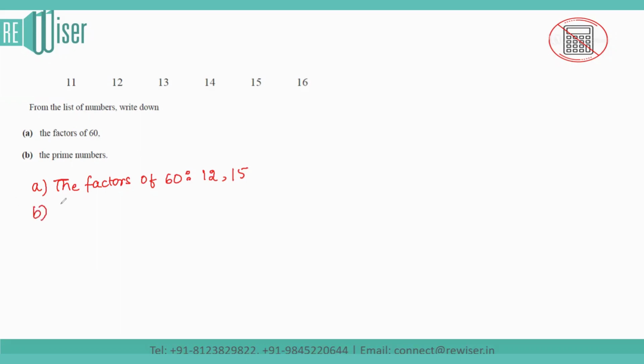Now, coming to the set of all prime numbers from the given section, we have the prime numbers to be 11 and 13. Hope the solution was understandable.